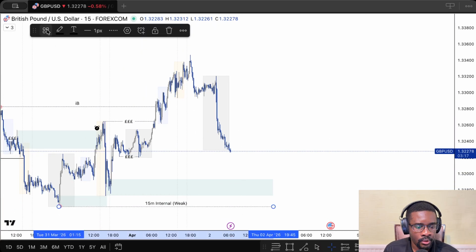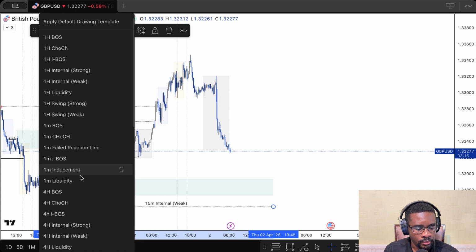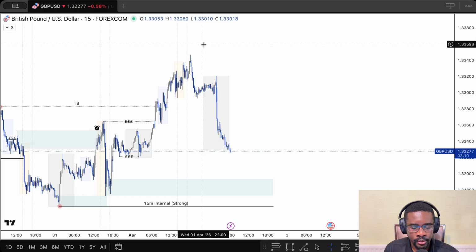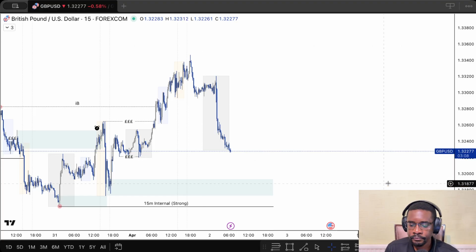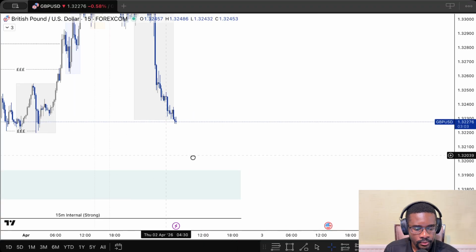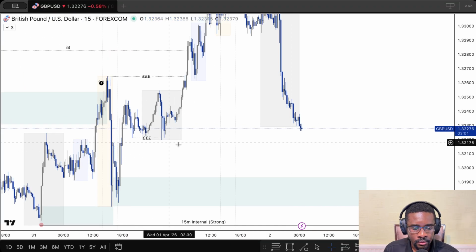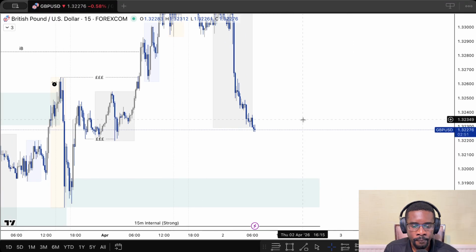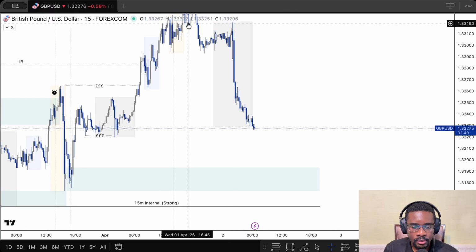So this is no longer a weak 15M internal. That is strong because it went on to break our internal structure right there. So looking at the details, price could come in, sweep this area, and then this fractal demand gives a reaction to come up. However, because of this strong bullish push, my expectation is that we're going to continue bearish.